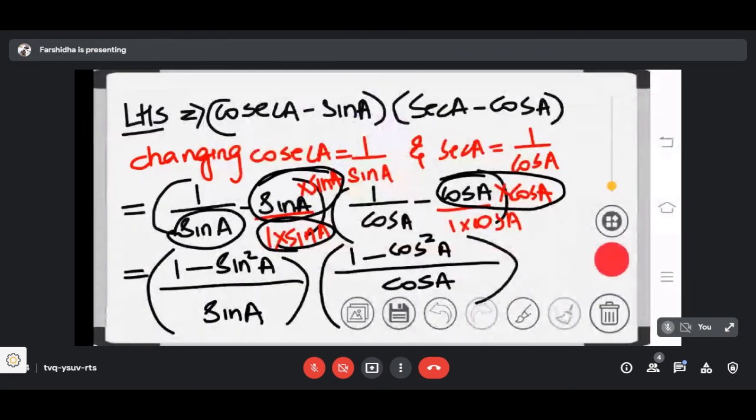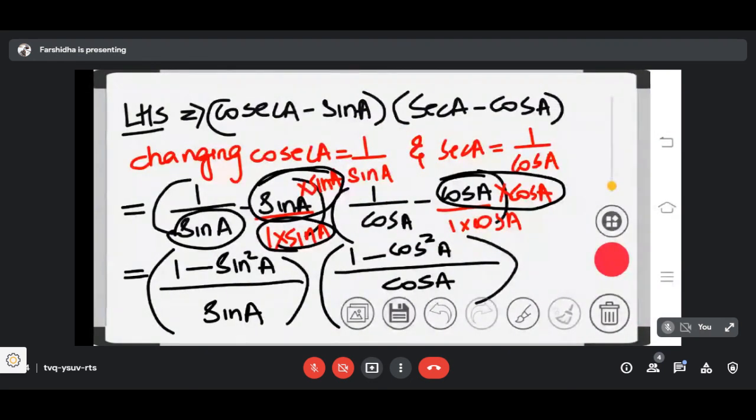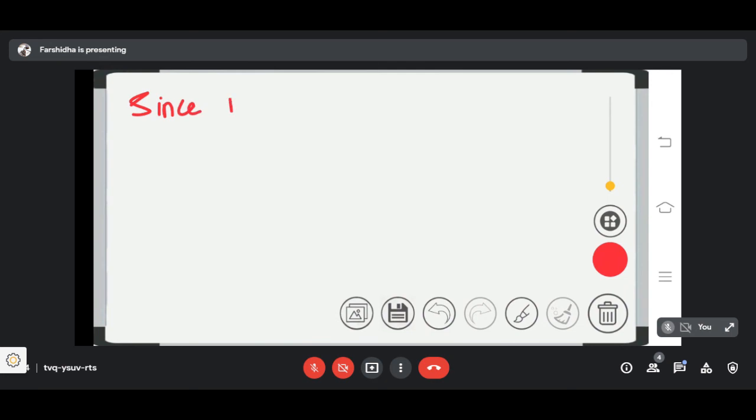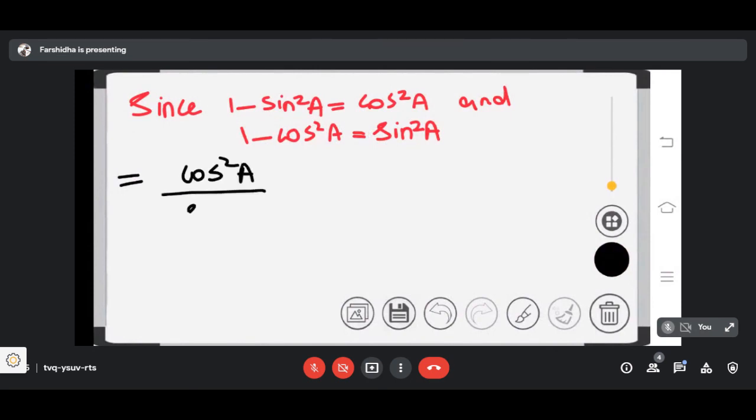So in the next step, you write, since 1 minus sin square A equal to cos square A and 1 minus cos square A equal to sin square A, so you can write 1 minus sin square A equal to cos square A. So first term will be cos square A divided by sin A into 1 minus cos square A will become sin square A. So it will be sin square A divided by cos A.